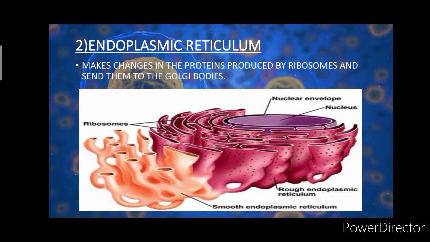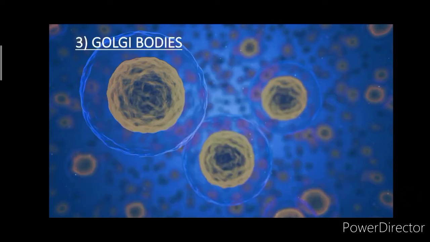So those which have ribosomes are called rough endoplasmic reticulum, and the ones without ribosomes are smooth endoplasmic reticulum. Now let us discuss the next organelle of a cell. The next organelle is the Golgi body.